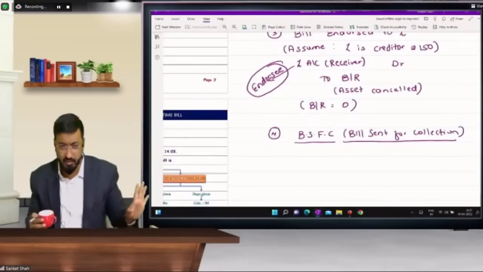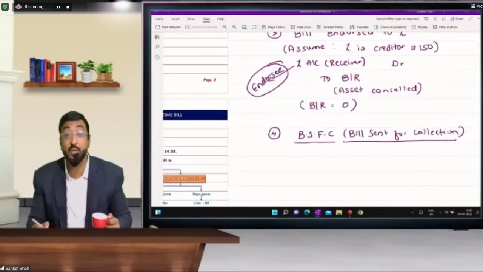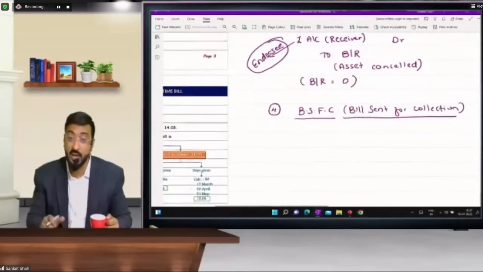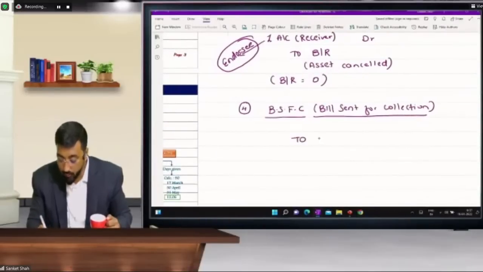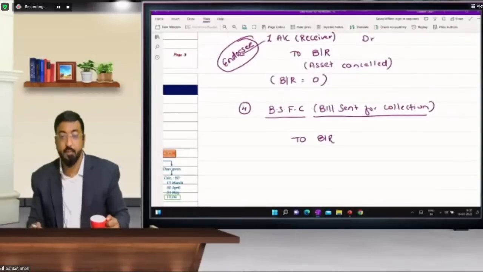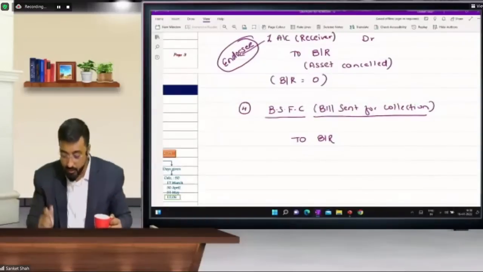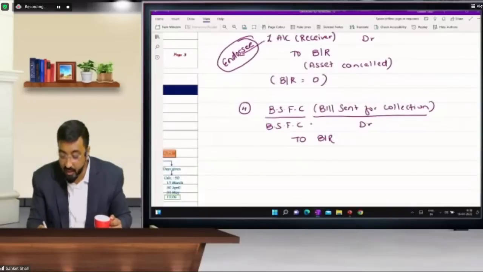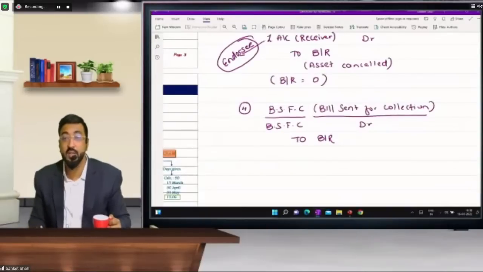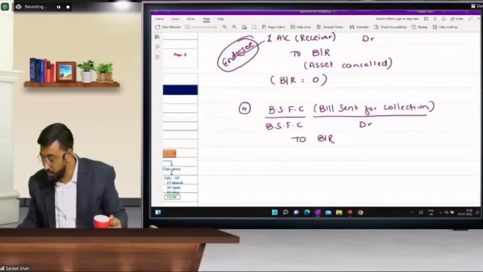So he is an agent. In simple language, he is an agent. Okay, bill sent for collection. Two bills receivable. Bill goes out, and bill sent for collection account is debit. That agent account is debit. So which account is getting cancelled? Now tell me, which account is getting cancelled and which account is opened? Quickly tell me, which account is getting cancelled?